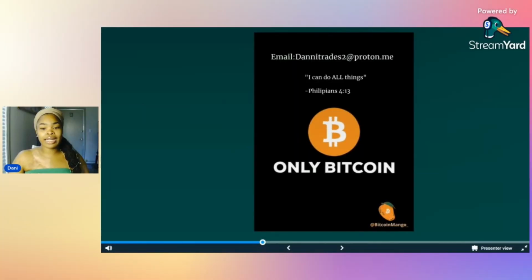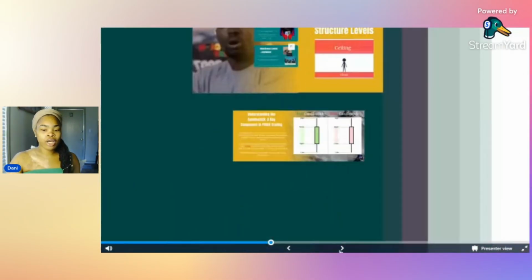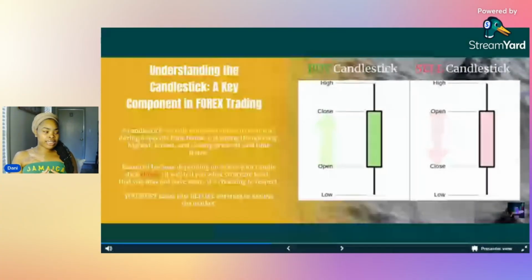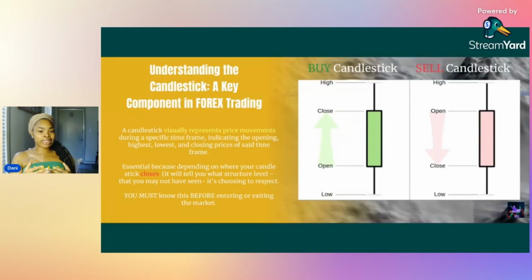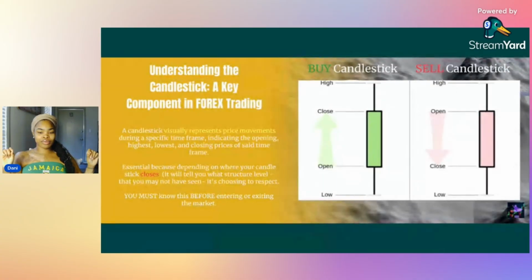If you know anything about me, you know I've been trading for almost 5 years now, and I love Bitcoin. With that being said, I have created a curriculum presentation designed to allow you to learn as you go. So to understand candlesticks is to understand the market. A candlestick will visually represent price movements during a certain time frame. When you learn how to read a candlestick, you will understand how to profit consistently. All you need to do is understand the candle breakdown.